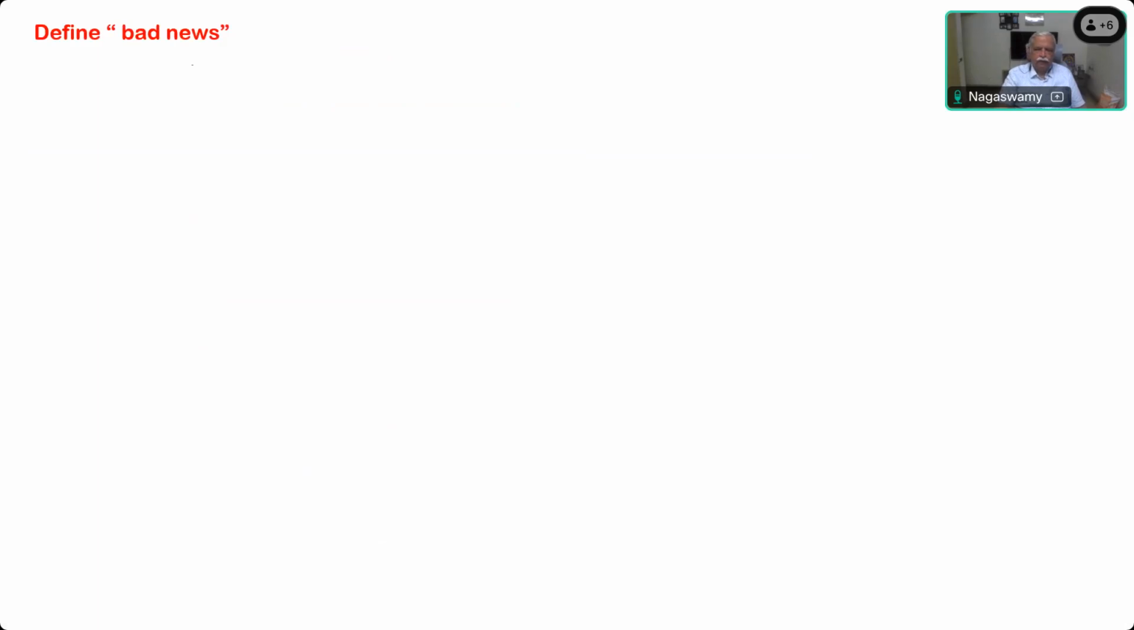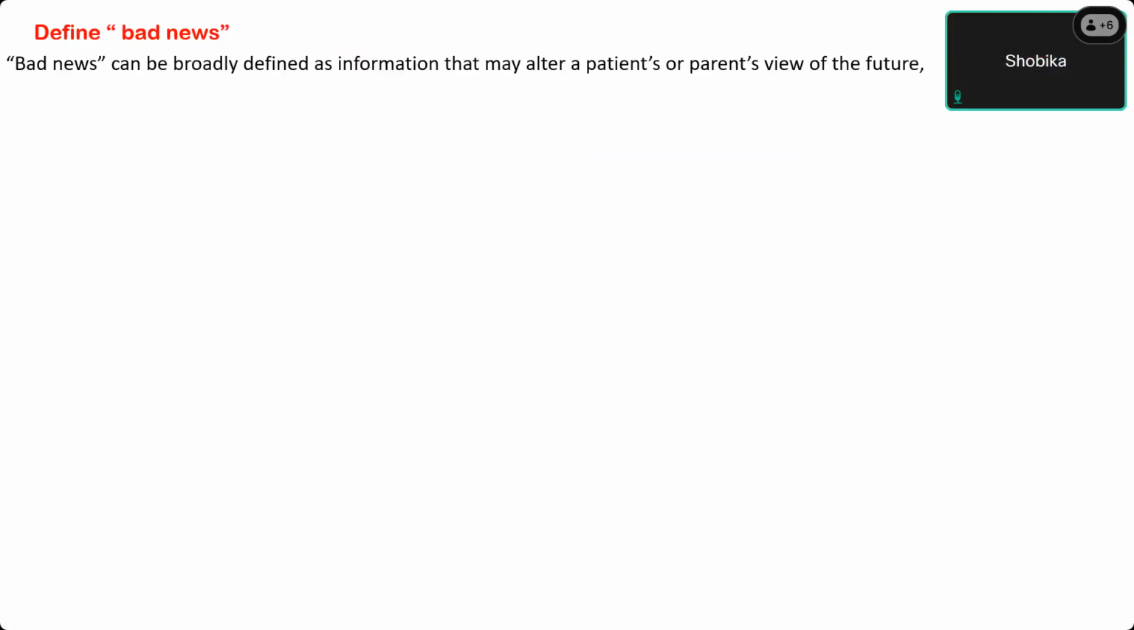Now, define bad news. This is one of the questions that is being repeatedly asked: breaking the bad news to the relatives. So I thought I will put an OSCE on this. What is bad news? The news which is unexpected and... So bad news can broadly be defined as information that may alter the patient's or the patient's relatives' view of the future. Okay, that is how it is defined.